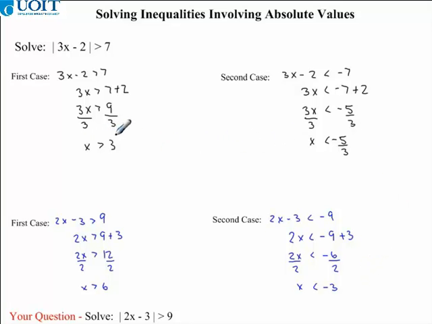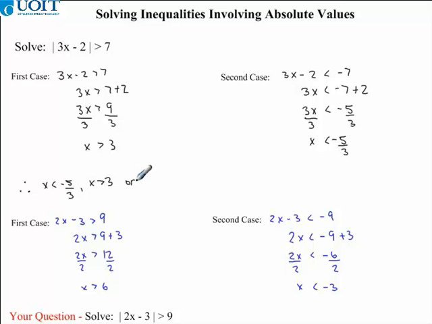So we found that when x is greater than 3, or when x is less than minus 5 over 3, we have that the absolute value of 3x minus 2 is greater than 7. So we just need to write our therefore statement. Therefore, we have when x is less than minus 5 over 3, comma, or when x is greater than 3. This is our solution. But we can also write this in interval form.